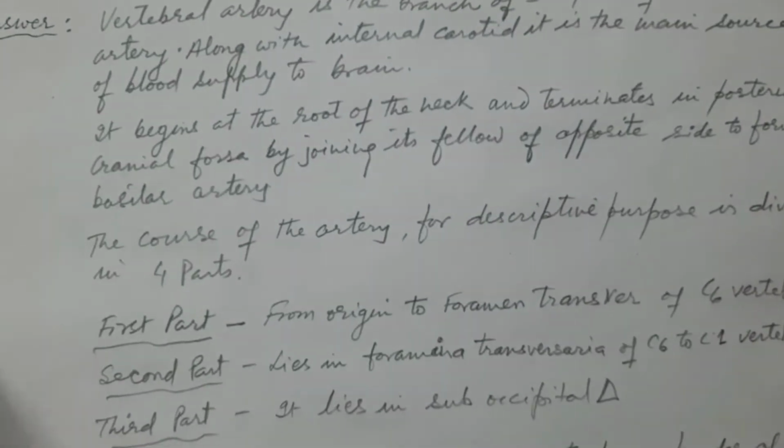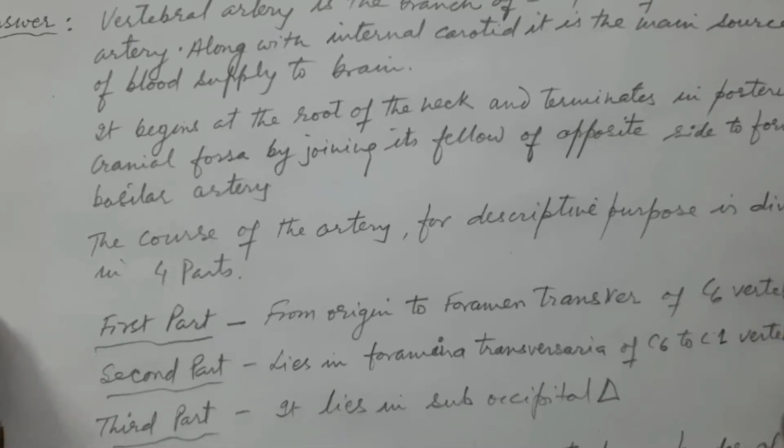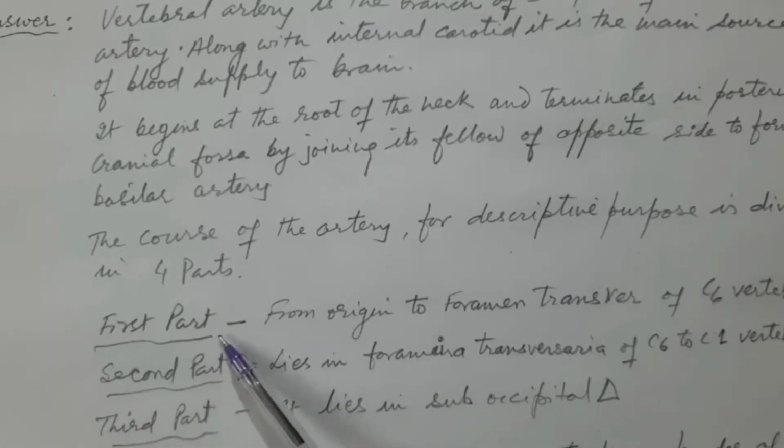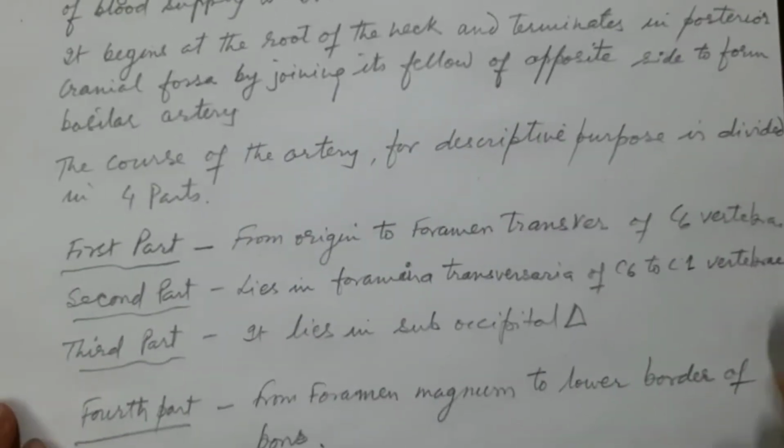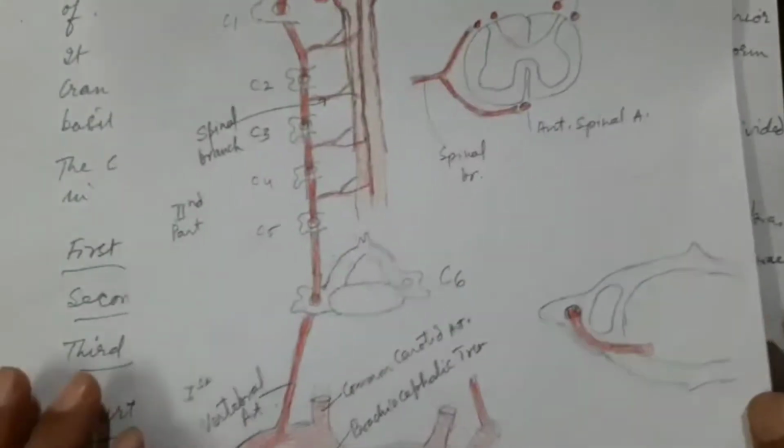The course of the artery, since it is a very long artery running from the root of the neck, then through the whole length of the neck, and then into the cranial cavity, the posterior cranial fossa also. So it is so lengthy that, for descriptive purposes, it is divided into four parts: the first part, second part, third part, and the fourth part. I will show you these four parts in this diagram.